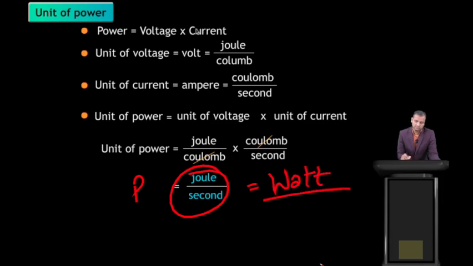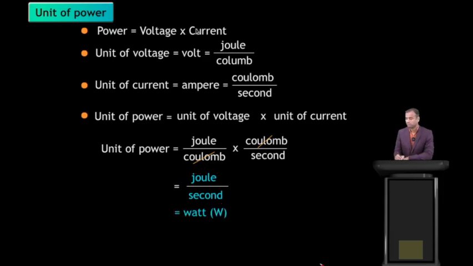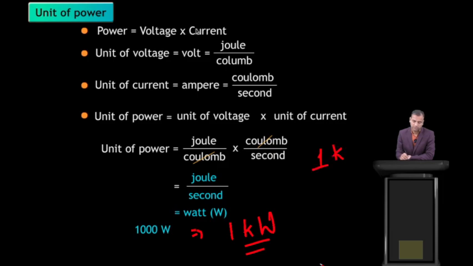So here again, the unit of electrical power is the same as the unit of mechanical power, which is watt. So this is again watt. Now what is 1000 watt? Very easy. It can be written as 1 kilowatt. You know what is 1 kilometer? It is 1000 meter. So kilo means 1000. So here 1000 watt is equal to 1 kilowatt.